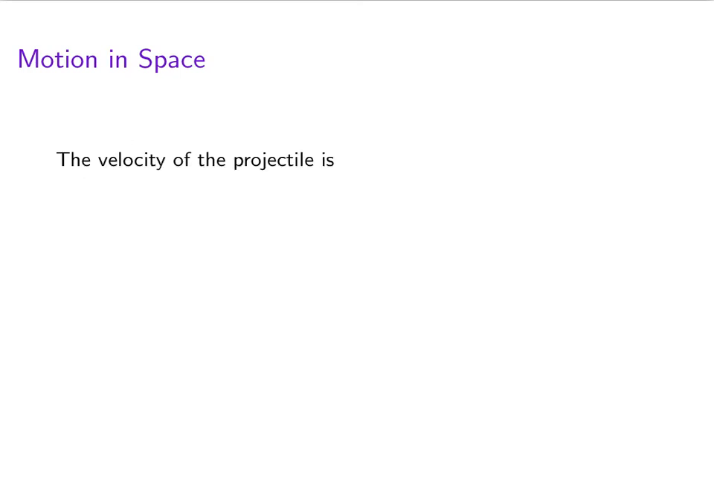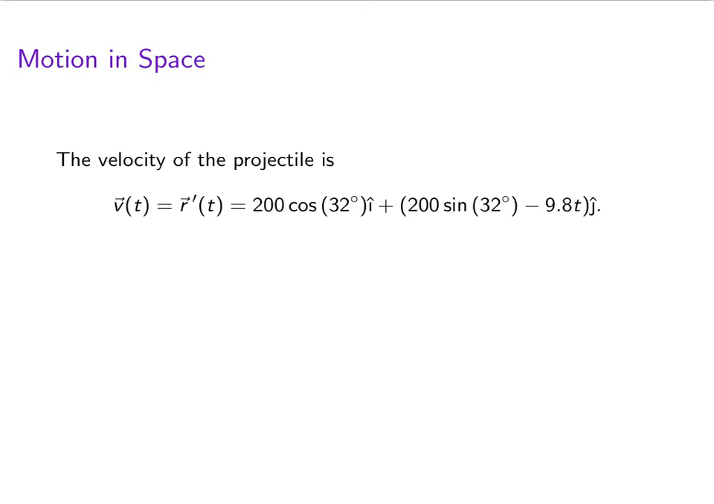Finally, we need the velocity. We need that because we want to know the impact speed. The velocity is the derivative of the position function, and so we get 200 cosine 32 degrees i plus (200 sine 32 degrees minus 9.8 t) j. Notice that I keep everything in exact value until we get to the final answer. You should always do this as a general rule. Keep things as exact value, and only in the very last step should you perform some kind of an approximation.